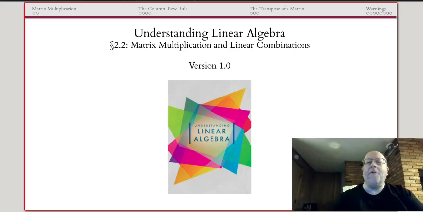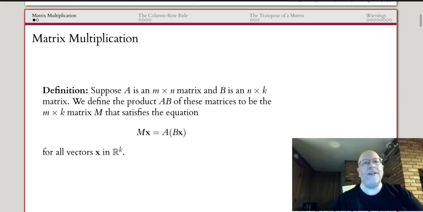Hi, folks. We're moving along. This is section 2.2, matrix multiplication and linear combinations. Let's go ahead and get started.